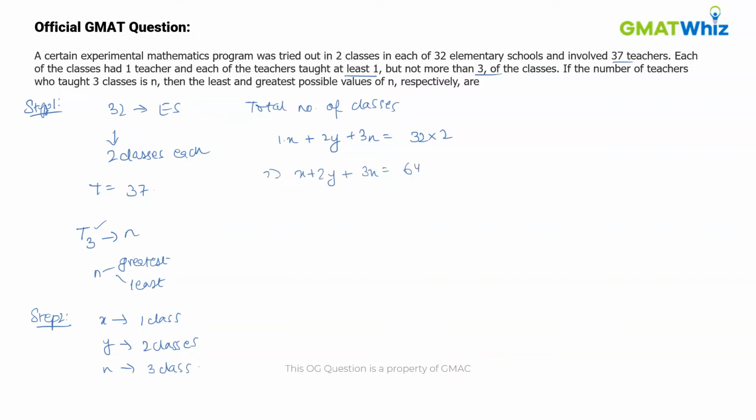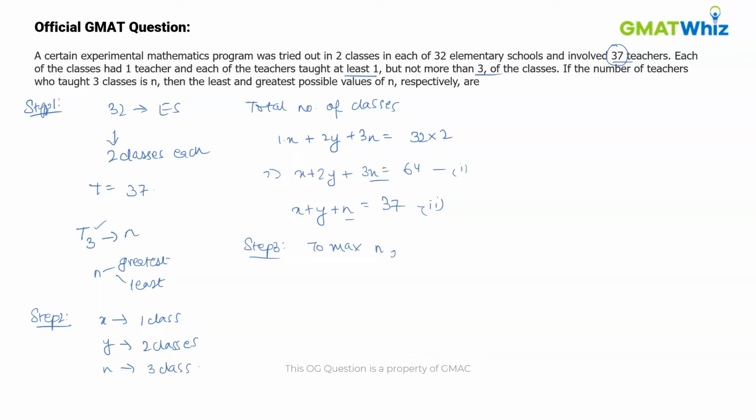Now we are also given that the total number of teachers is 37. Then if this is our equation 1, our equation 2 will be x plus y plus n is equal to 37. Now we have to maximize and minimize the value of n here. So let's move on to step 3.